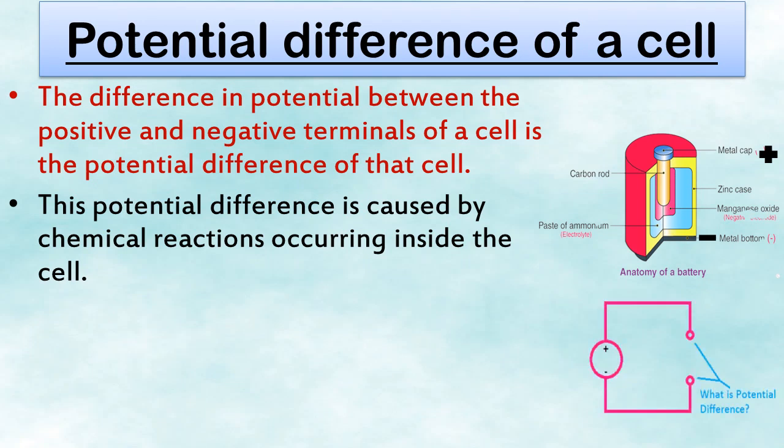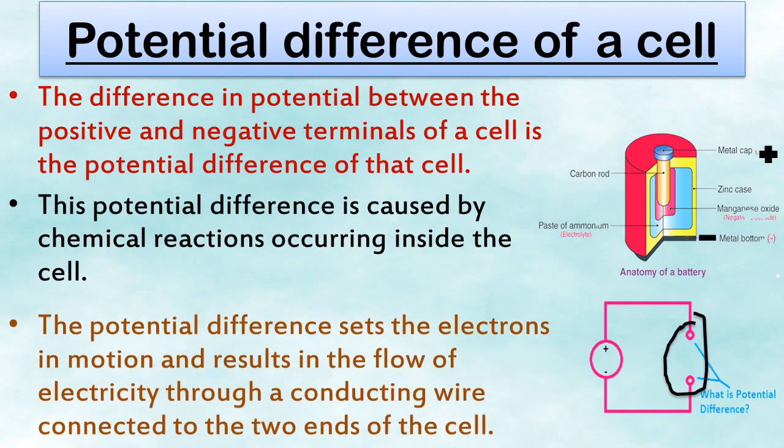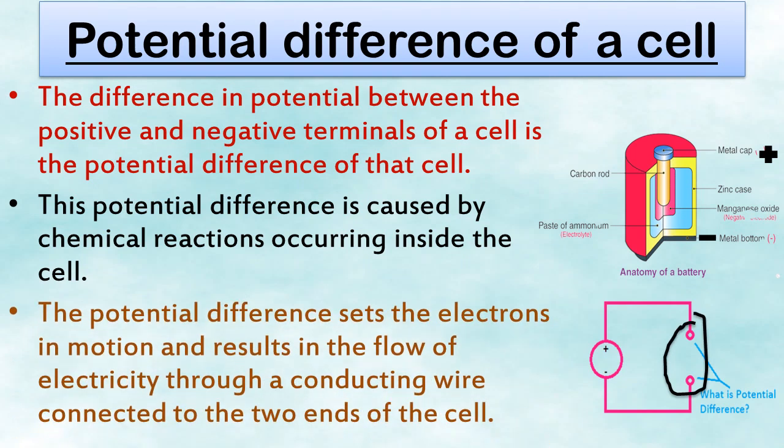And the potential difference sets the electrons in motion. Moving of charges means what? Moving of electrons. So the potential difference sets the electrons in motion and results in the flow of electricity. Due to the motion of electrons, the electricity flows through the conducting wire connected to the two ends of the cell.